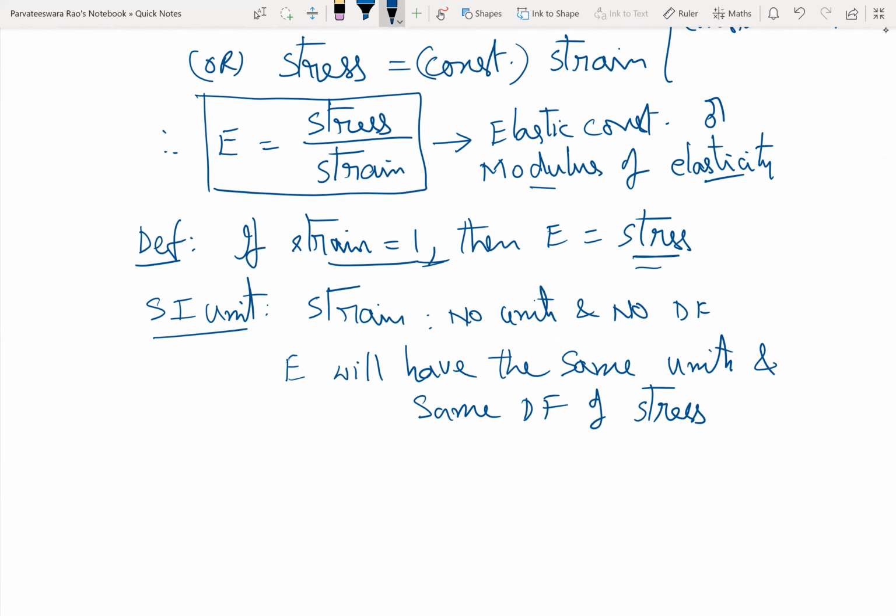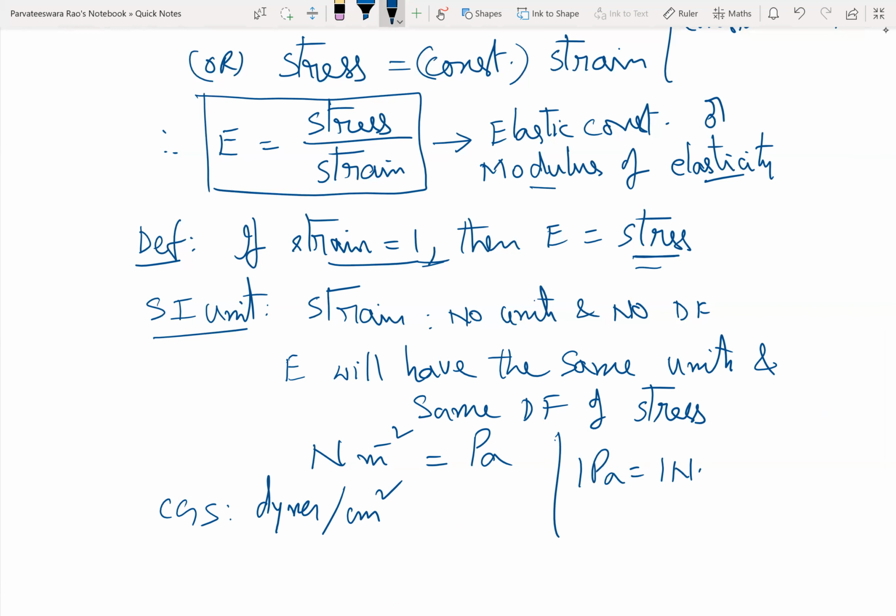So the SI unit is Newton meter to the power of minus 2 or Pascal. CGS, dynes per centimeter square. We gave the relation also: 1 Pascal is 1 Newton meter to the power of minus 2, which is 10 dynes per centimeter square. And even the dimensional formula we wrote, M L inverse T to the power of minus 2. Okay? Yes, sir. Completed? Yes, sir. Done, sir.